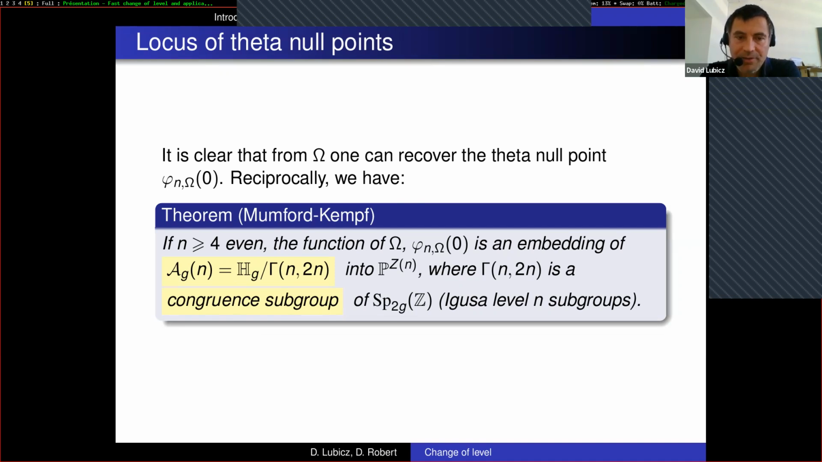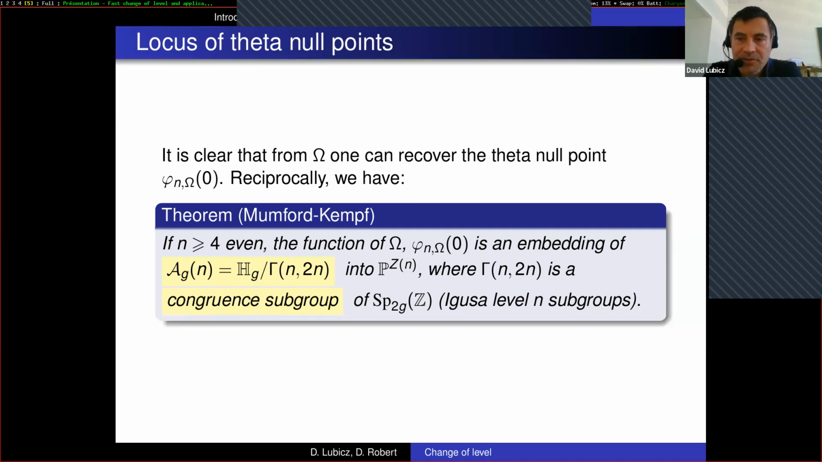In this direction, we have a theorem of Mumford-Kempf, which tells us that if n is greater than 4 and even, if we look at the locus of the theta null point, which is just the image of phi_n(omega) when omega is going through all the elements of the Siegel upper half space, then we get an embedding of the moduli space that I have denoted by A_g(n) in my slide, which is the quotient of the Siegel upper half space by a certain congruence subgroup of the symplectic group with coefficients in Z, which is called the Igusa level n subgroup.